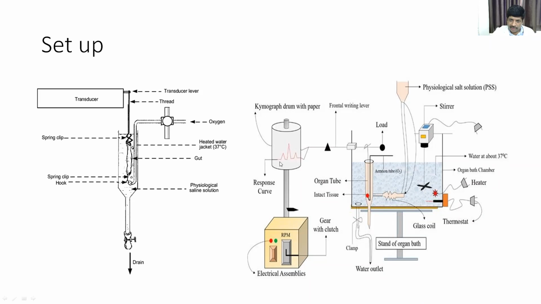put this here close enough so that this lever will touch the graph paper. Now when you put the drug, you take any drug, say acetylcholine or epinephrine, you take it in the syringe, load the syringe and put it directly into this organ tube, tissue bath. You keep it on, and then the drum will be rotating. Slowly it will rotate. So you just put the drug inside this.